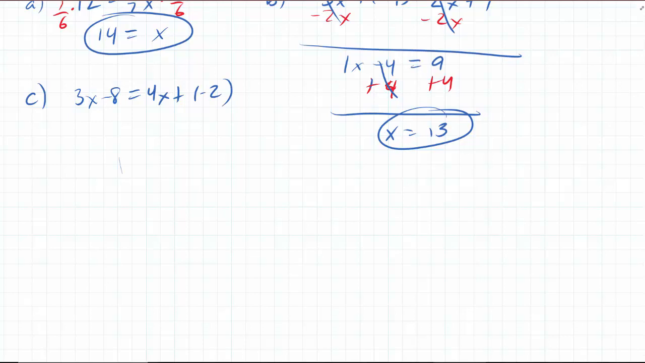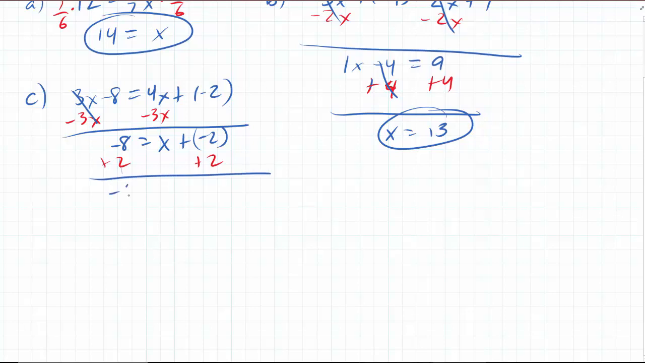Same idea as before, we just get variables on one side, constants on the other. Okay, I like having positive variables, so since there's 4x's here, I'm going to go ahead and subtract 3x here, subtract 3x here. Okay, the x's cancel out. We have -8 equals 4x minus 3x is 1x plus -2. And I'll go ahead and just add 2, add 2. Now we're going to have -6 equals x.